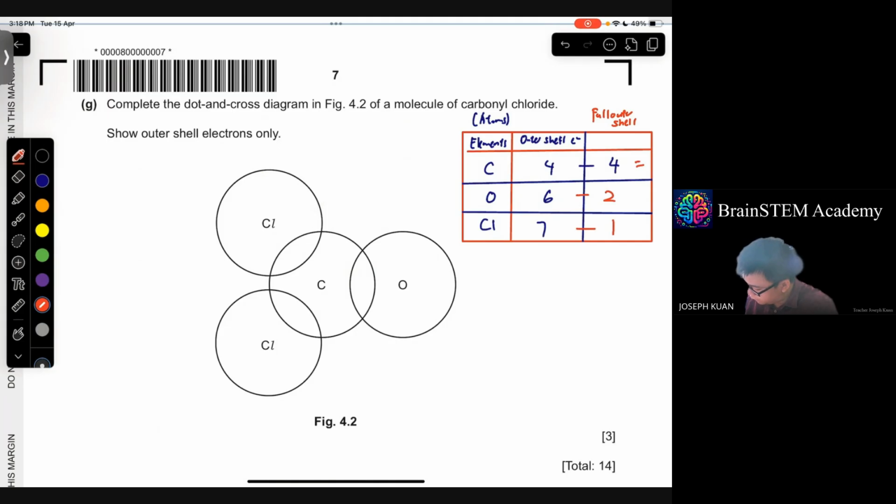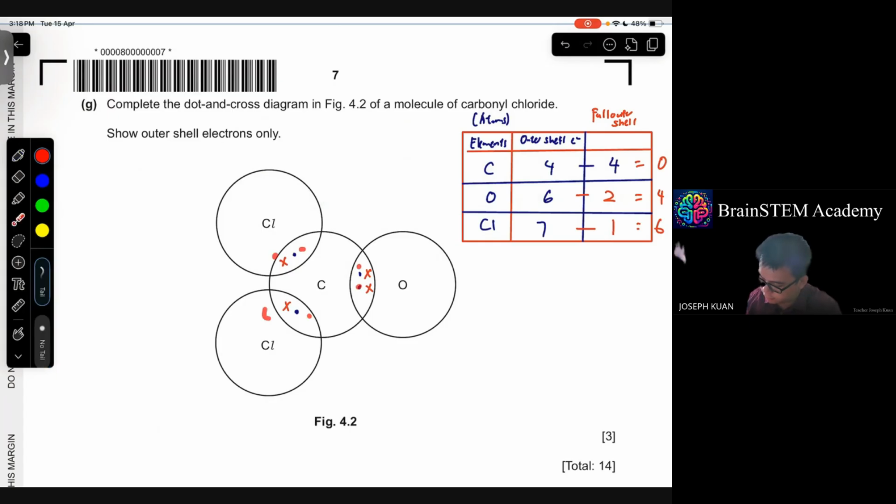Now, the non-bonding electrons for carbon will be 0. For oxygen, there will be 4 remaining. For chlorine, there will be 6 remaining. So using this system, we know that oxygen will contribute 2 electrons for sharing. Chlorine will contribute 1 electron for sharing. And carbon, in exchange, will also contribute the same amount. So in total, still 4 electrons. So 1, 2, 3, 4, 1, 2, 3, 4.